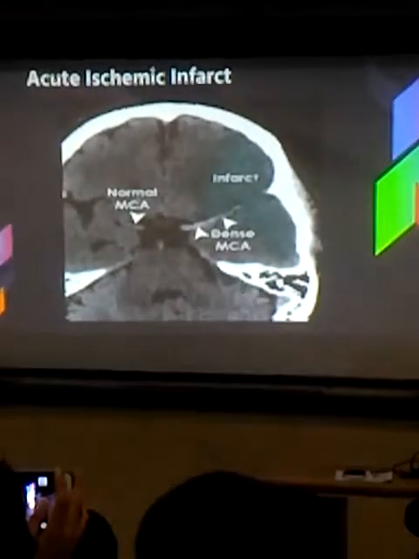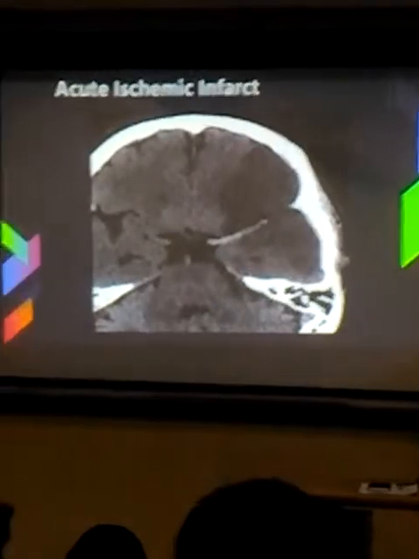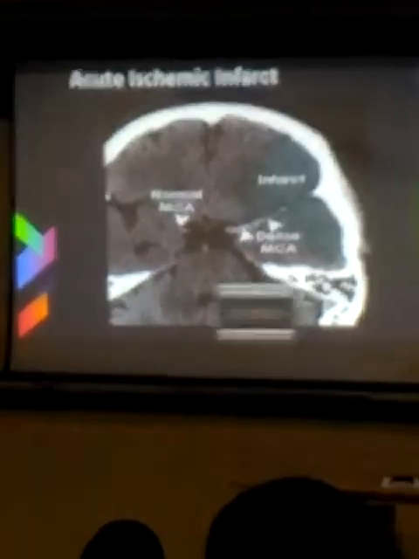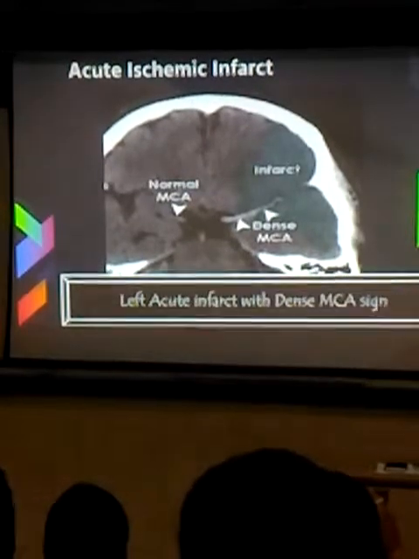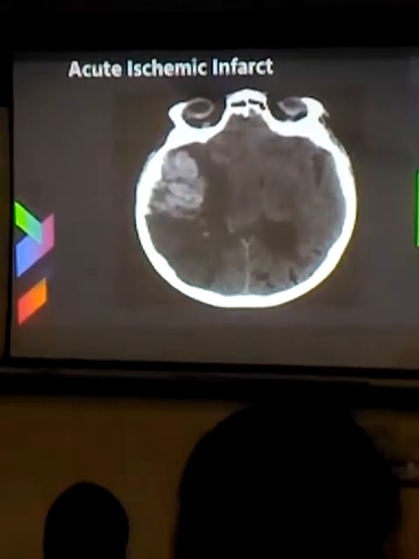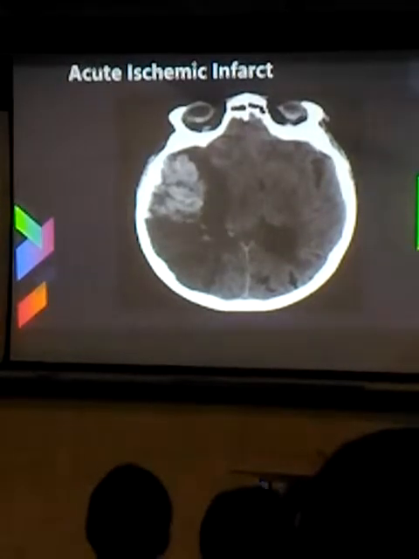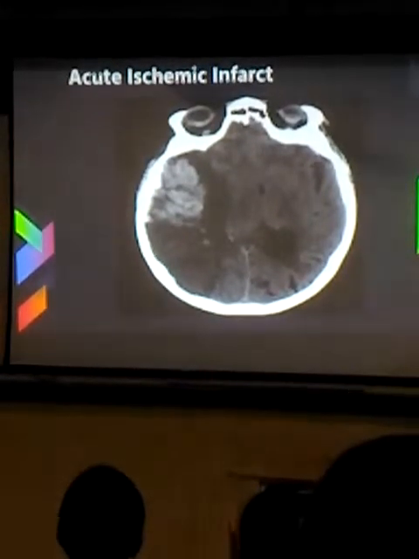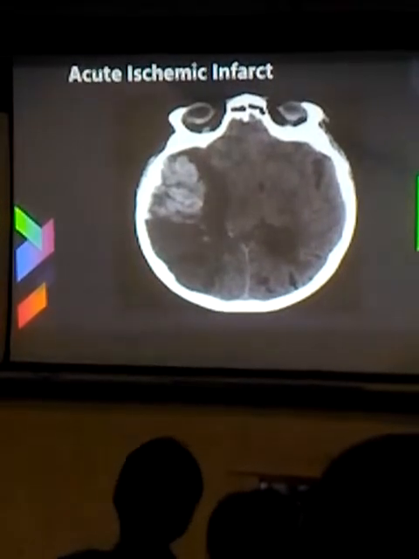Dense MCA sign and an acute infarct. Okay, fine. Left acute infarct with a dense MCA sign. Yes. Can you identify the abnormal area here? Right side or left side? Right side now. Yes. See, it looks like an infarct.